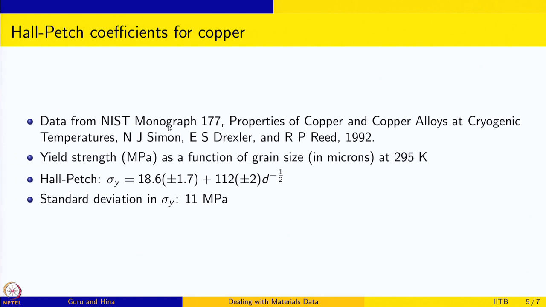So we will take the data from the NIST monograph, which gives yield strength as a function of grain size at 295 Kelvin. And the monograph also tells you that the Hall-Petch fitted parameters are 18.6 plus or minus 1.7 for the intercept, and 112 plus or minus 2 for the slope of the Hall-Petch relationship. And the standard deviation in the flow stress itself is 11 MPa. Of course, once you know these two errors, it should be easy for you to calculate what the error in sigma y should be. So this is something that we have already looked at.